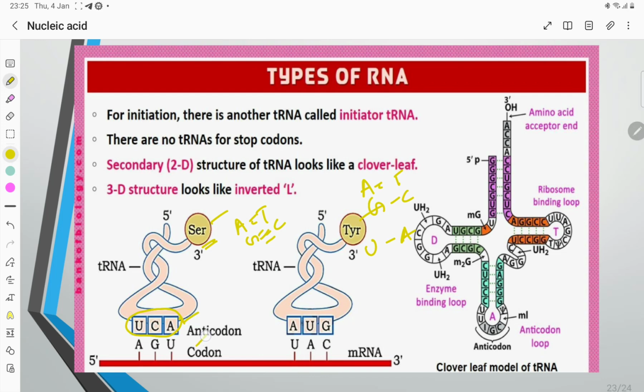When codon and anticodon match, then only the tRNA releases the amino acids. So amino acids join to each other to form the polypeptide chain. The polypeptide chain joins to form proteins.